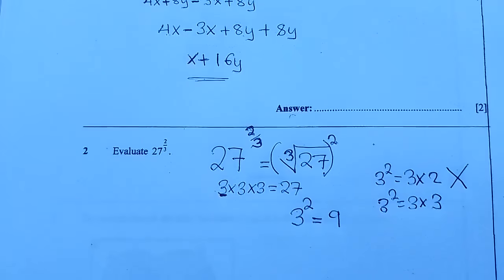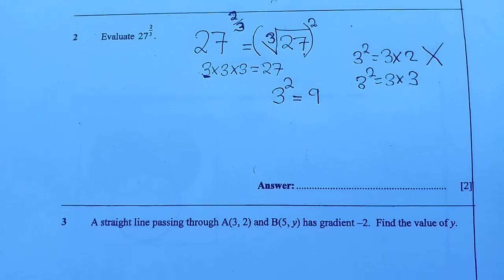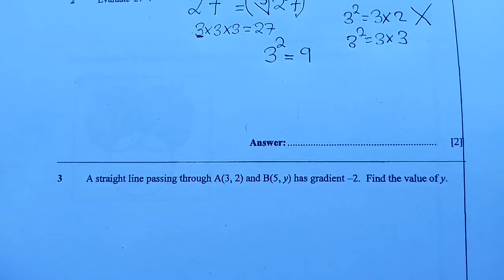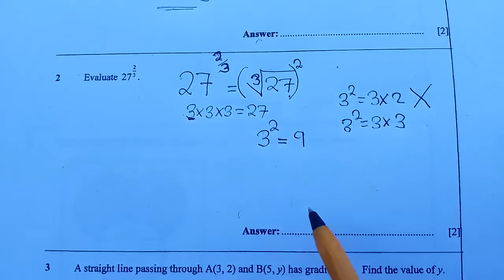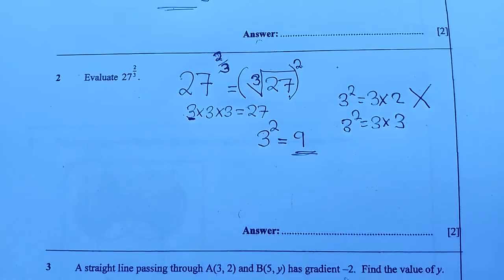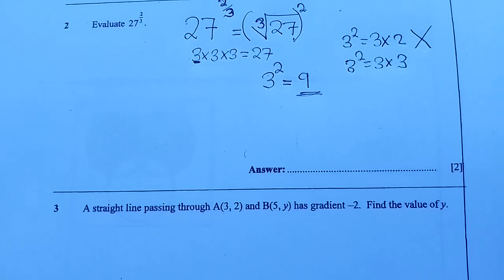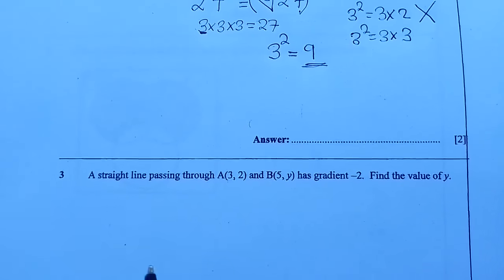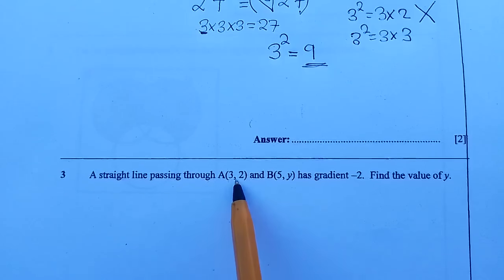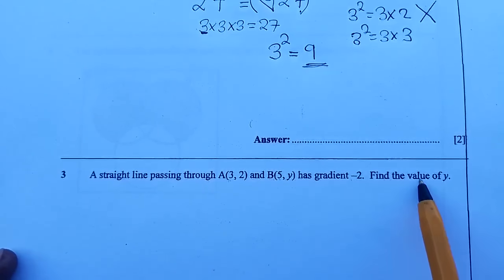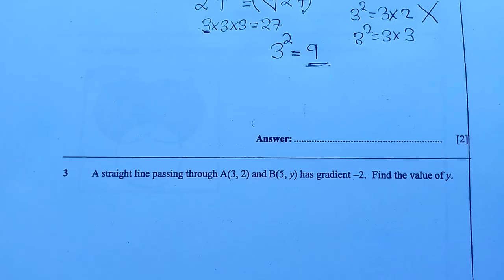We move to question 3. This is the question 3 that we are given. So all the answers, when you find this answer 9 in an exam, you also write it there. All the calculations are supposed to be shown when you're answering this paper. It is saying a straight line passing through A (3,2) and B (5,y) has gradient -2. Find the value of y.